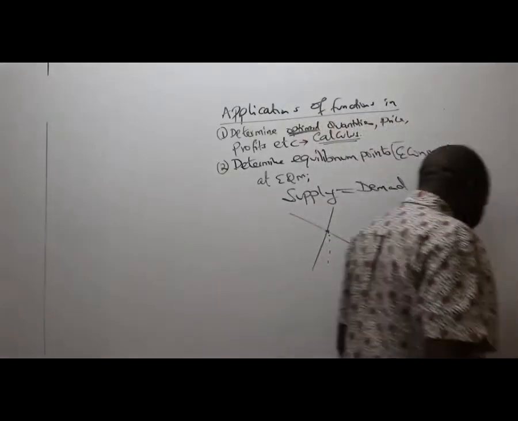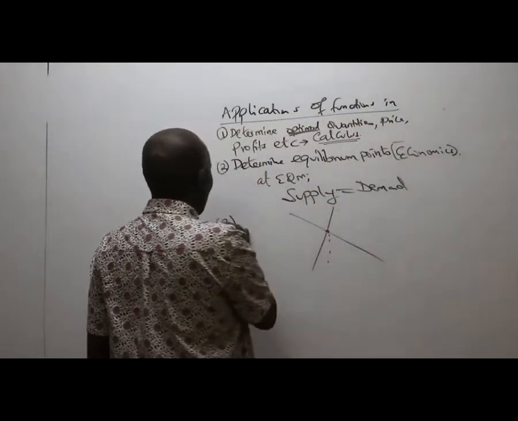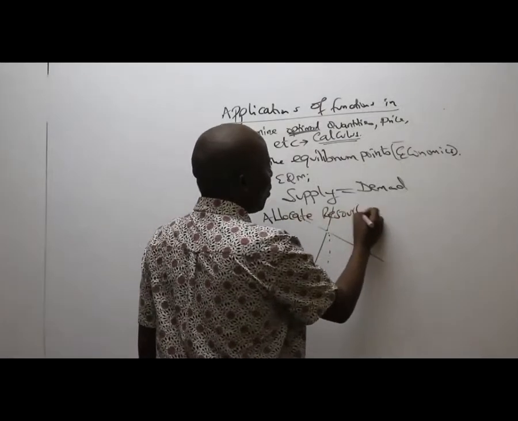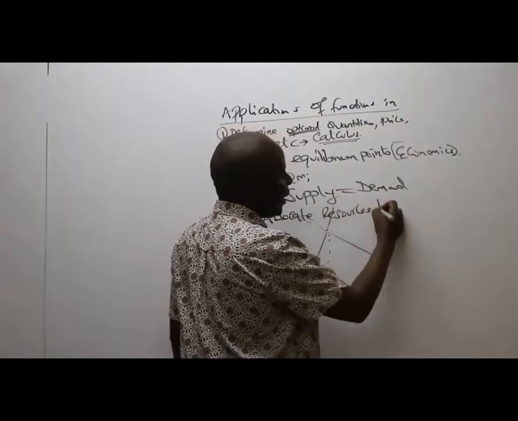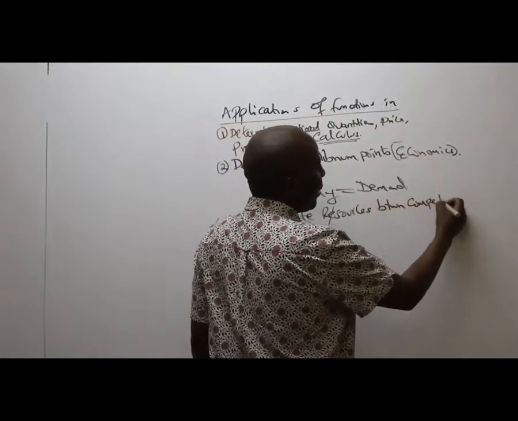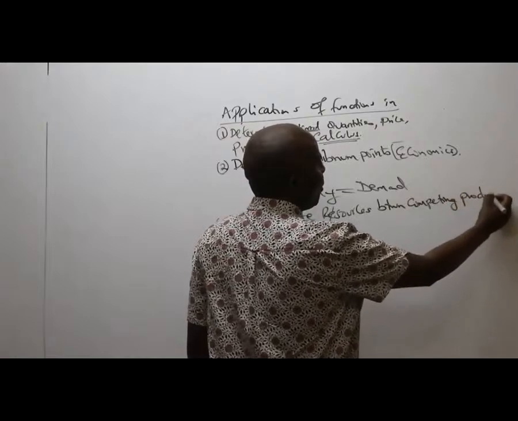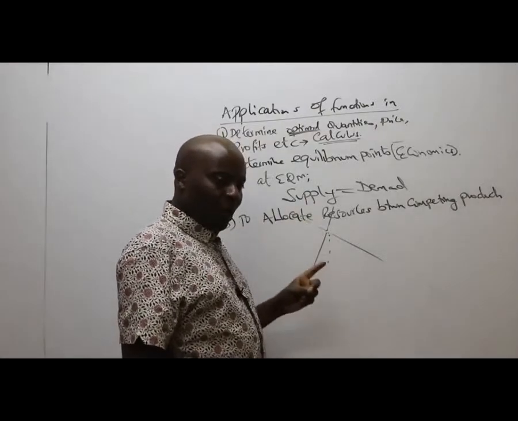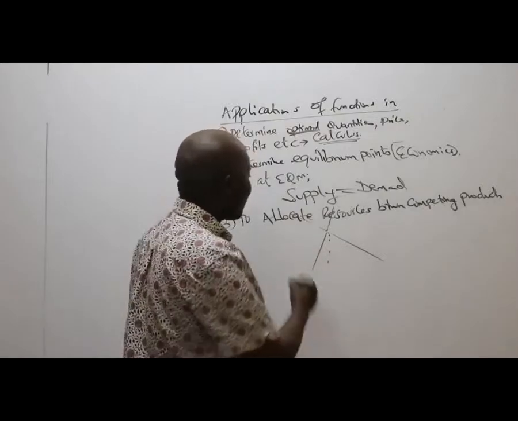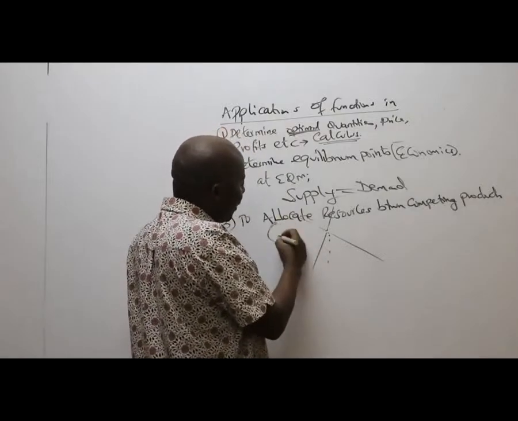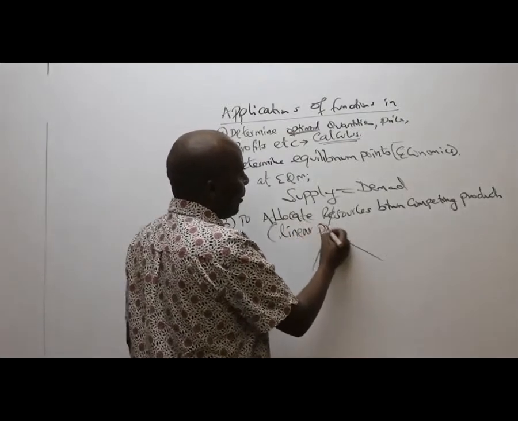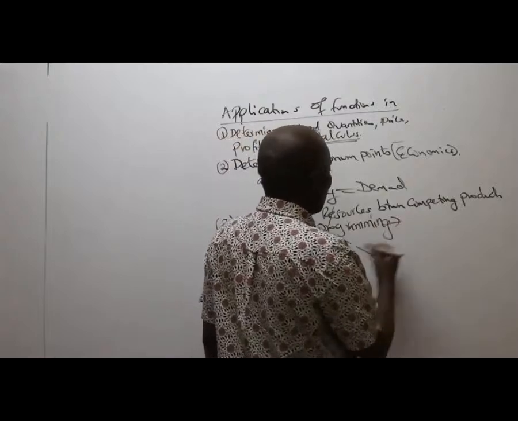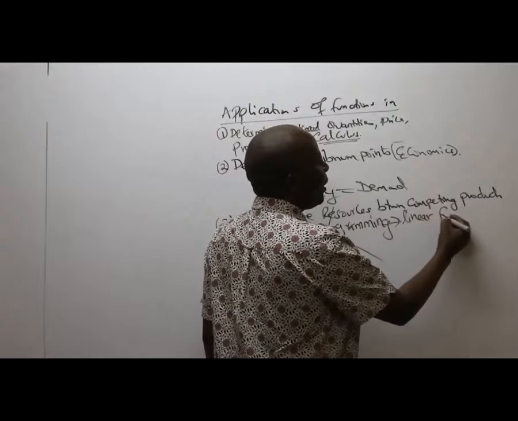Ladies and gentlemen, we also use functions, number 3, to allocate resources between competing products. Here I'm making reference to linear programming, which specifically uses what we call linear functions.